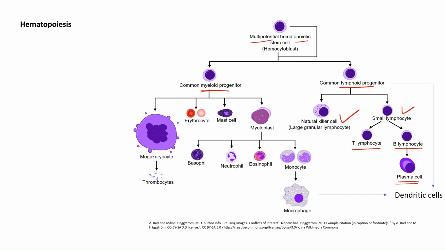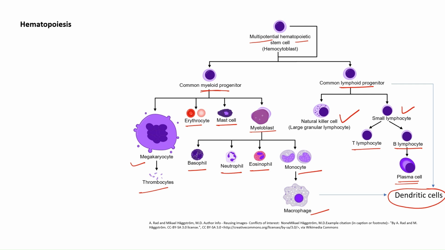From myeloid progenitor, we get megakaryocyte, from which we get thrombocytes. We also get erythrocyte, mast cells, and myeloblast. From myeloblast, we get basophils, neutrophils, eosinophils, monocytes, and from monocytes we get macrophages. Dendritic cell is the cell which is formed from both myeloid progenitor and lymphoid progenitor. So dendritic cells are formed from both lineages, from the myeloid side and from the lymphoid side also.